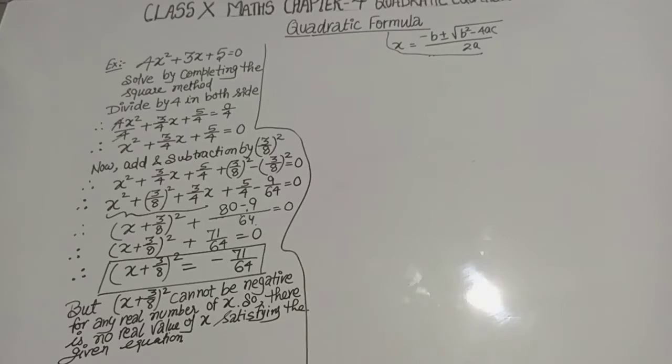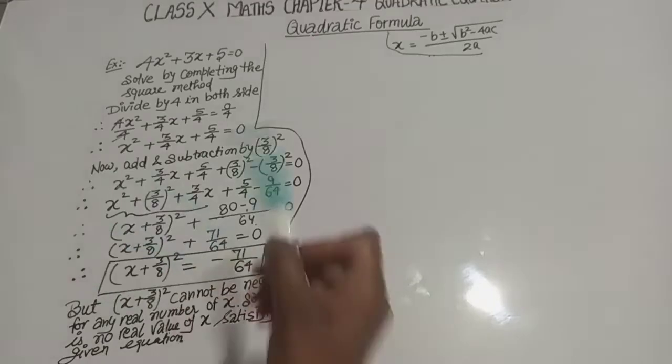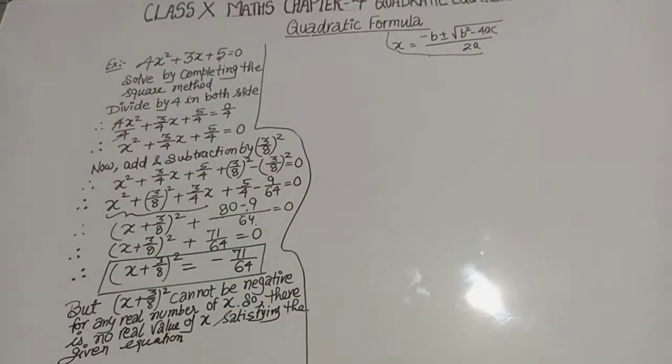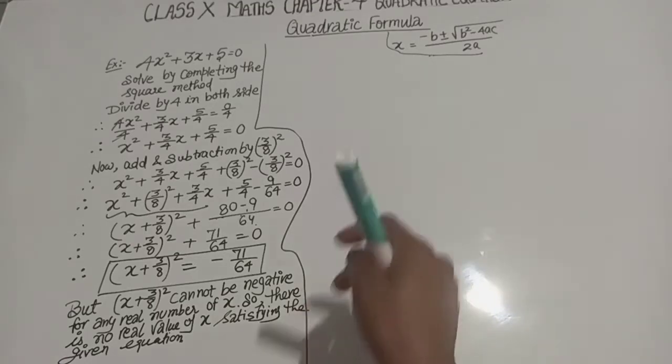Okay, so why do we need a quadratic formula? First we take this concept by taking an example. I took the example 4x square plus 3x plus 5 is equal to 0, and we solve it to find a solution by the completing the square method. Which steps have we taken? The completing the square method we will apply here.